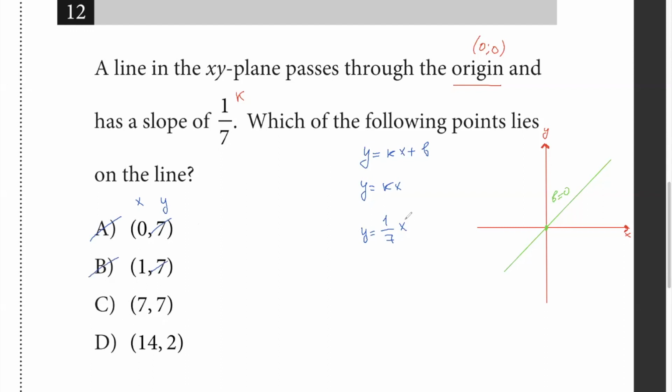C, (7, 7). As you see, if x is 7, y will be 1, because 7 divided by 7 is 1, and the value of y will be 1, not 7. It is not the answer, so the answer will be D, and we can even check. y is 2 if you write 14 instead of x, which is right.